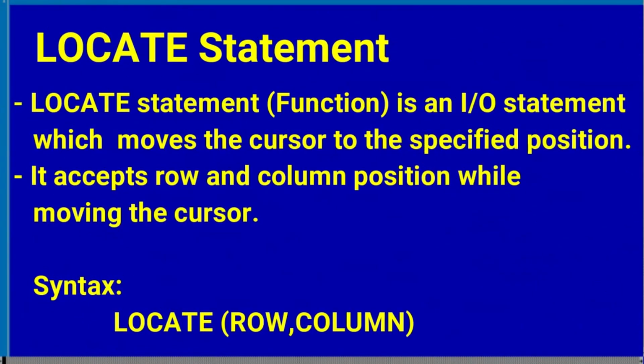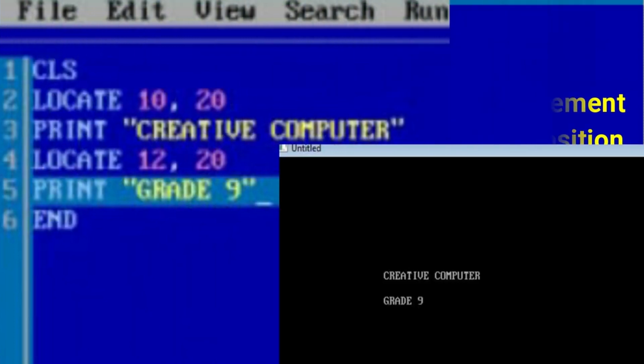Now I am going to discuss the locate statement. The locate statement is an input-output statement which moves the cursor to the specified position. The row and column we provide are the position. It accepts a row and column position while moving the cursor. So the locate statement just moves according to row and column. You can see the example of the locate statement.